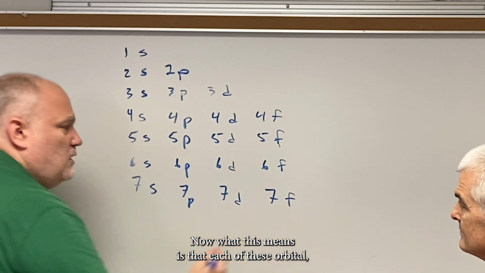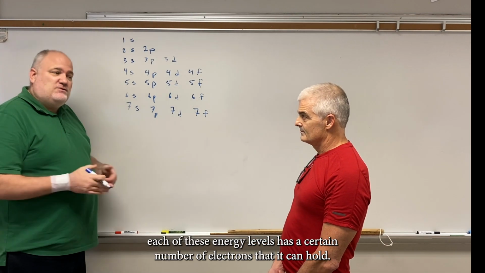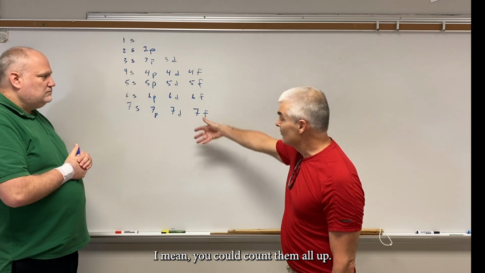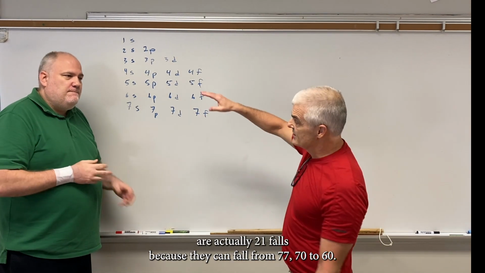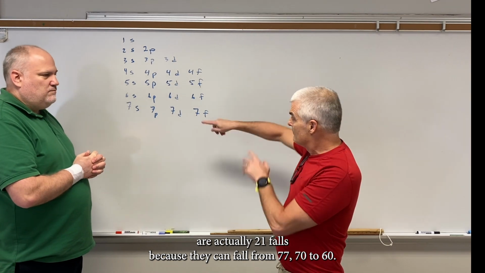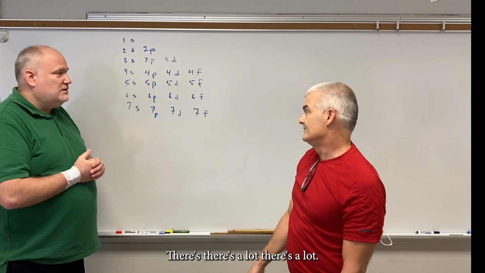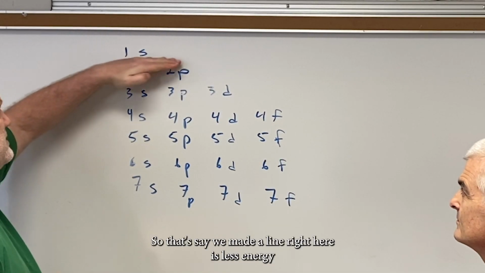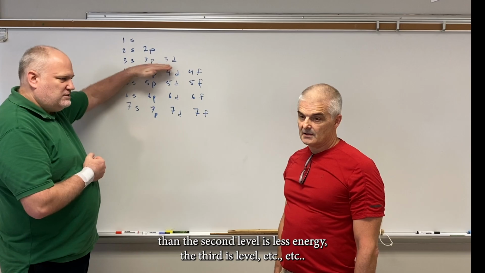What this means is that each of these energy levels has a certain number of electrons they can hold. There are lots and lots of energy levels. You could count them all up. It's way more than 21. Correct? Or actually, 21 falls, because they can fall from 7D to 7P, 7D to 6D. There's a lot. Now, the other thing we want to be aware of is this. In general, the first energy level is less energy than the second energy level, which is less energy than the third energy level, et cetera, et cetera.